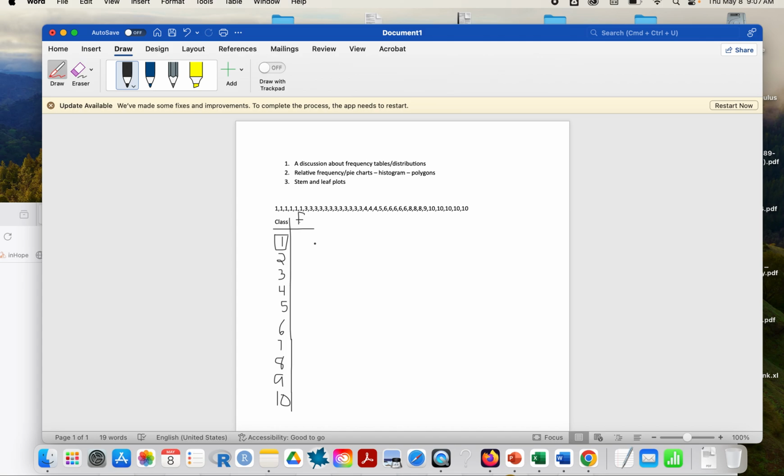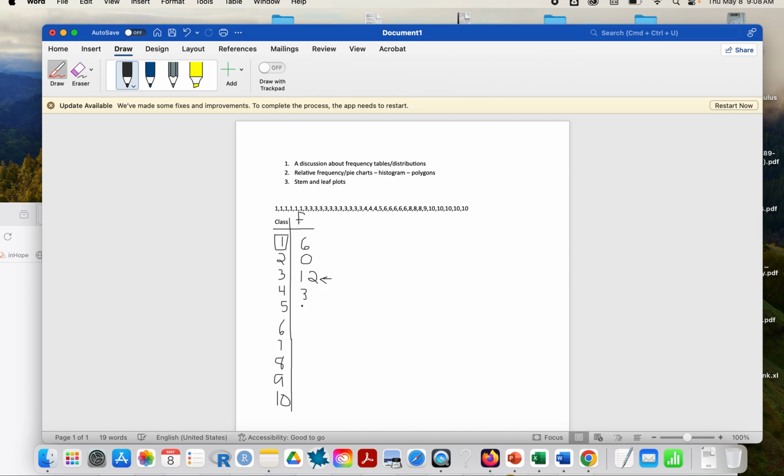So what you're going to do in the frequency is just the count. So we have 1, 2, 3, 4, 5, 6 ones. We have 0 twos. We have 1, 2, 3, 4, 5, 6, 7, 8, 9, 10, 11, 12 threes. Okay, so when we're making our histogram or whatever, this one, the 3 should be the high point. The 4s, we have 3.